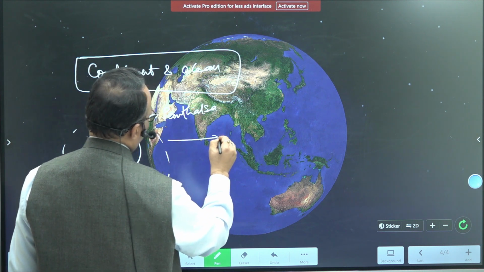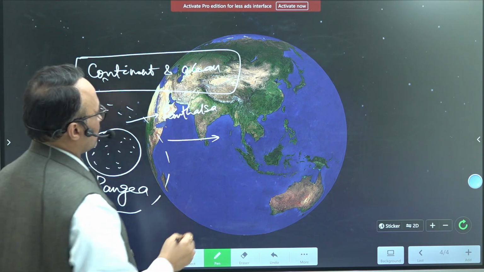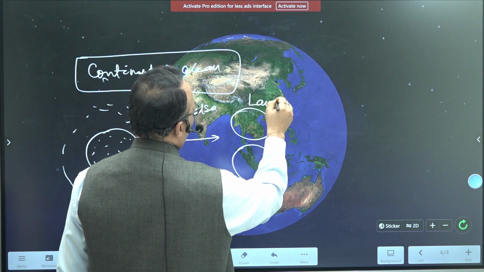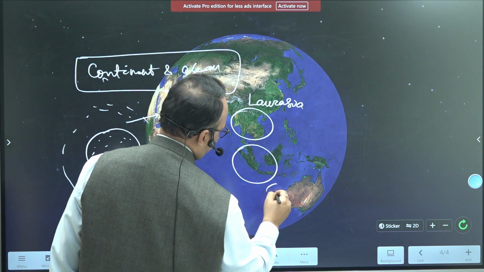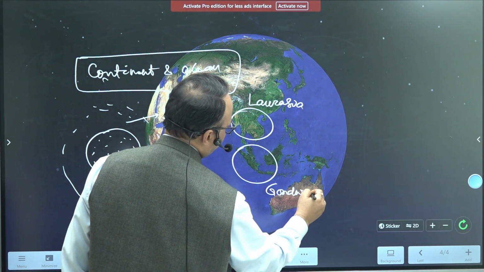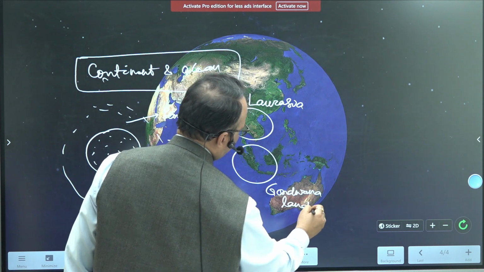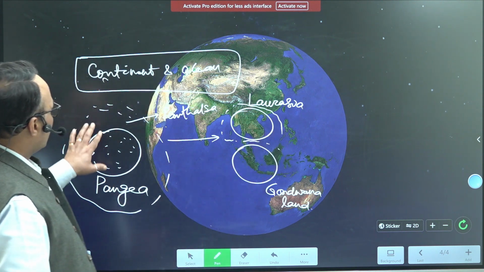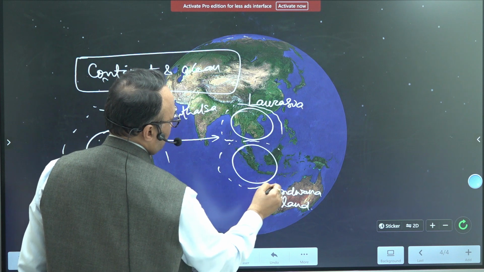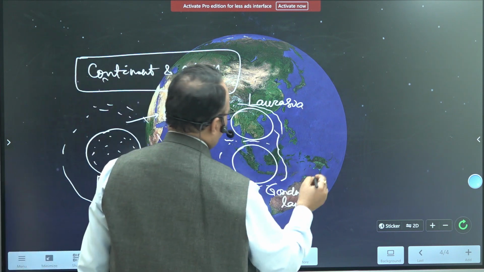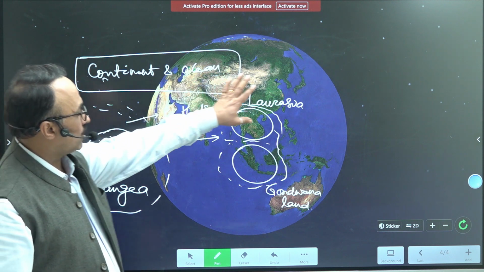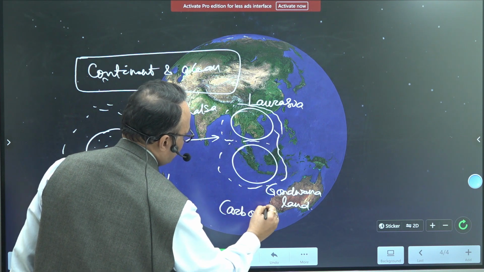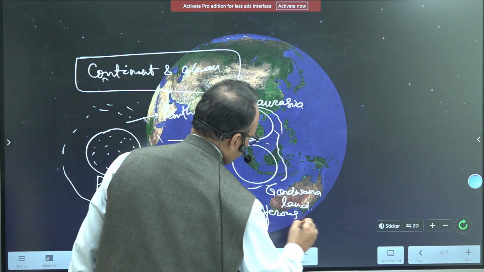With the passage of time, this Pangaea got divided into two parts, Laurasia and Gondwana land. And water surrounded it. This water of Panthalassa surrounded this continental belt. Further, this breakup of Pangaea into Laurasia and Gondwana land took place in the Carboniferous period, that is the duration of time.